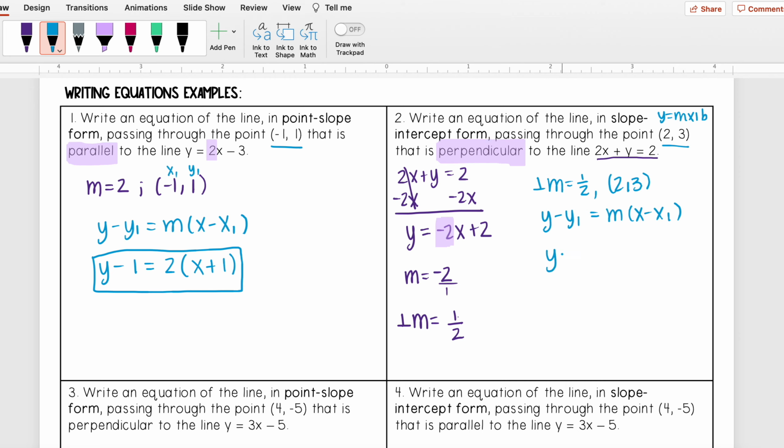Well, my y1 here is 3, that's my y coordinate. My slope m is 1/2, and my x1 is 2. And since this one's asking me to go in slope-intercept form, I need to go ahead and distribute this out. So distributing the 1/2, I get 1/2 x minus 1/2 times 2 is just 1. And then add 3 to both sides. And so my answer is y is equal to 1/2 x plus 2.